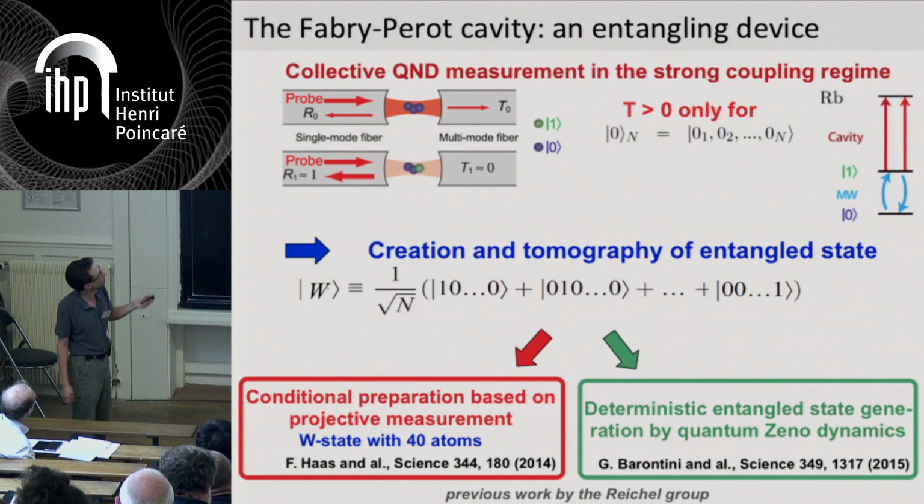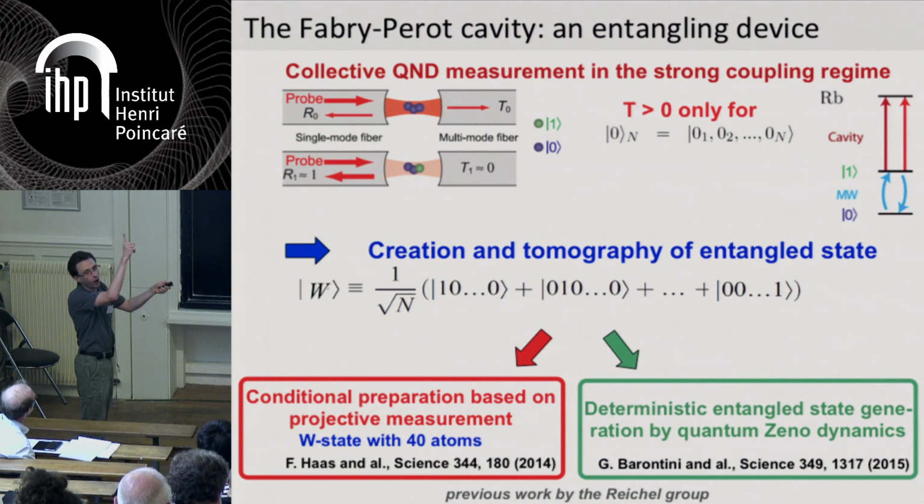And they could prepare the same state by doing quantum Zeno dynamics, where they start from all atoms in 1, and they keep measuring the 0, 0, 0 state, which is, again, measuring the transmission of the cavity. And then they perform some coherent drive of the system with microwave fields again.